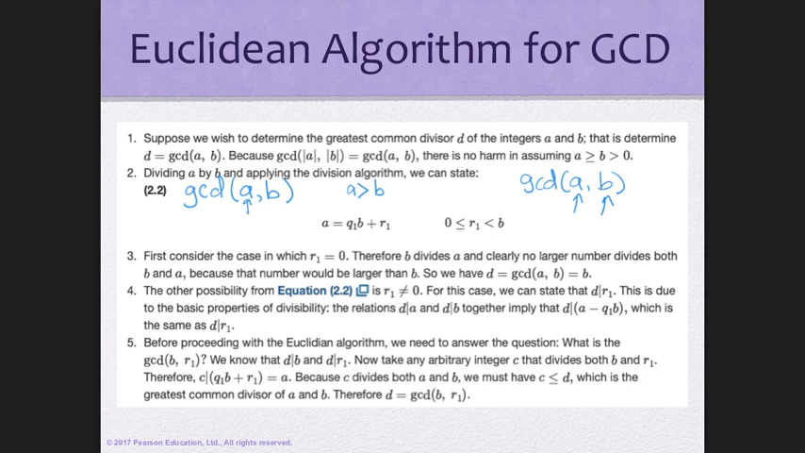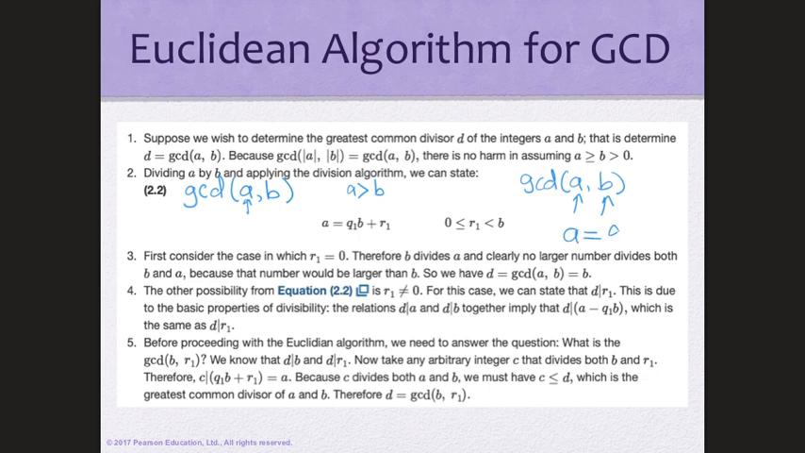So now, assuming that A is greater than B, and you are trying to find the greatest common divisor of A and B, let's try to represent A in terms of B, which means let's apply the division algorithm of A divided by B. If I try to divide A over B, what should I get?